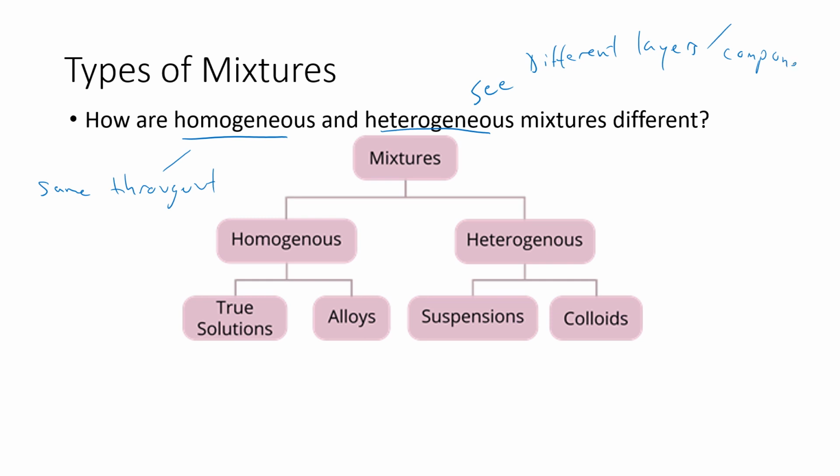I'm going to write components here. Okay, so we have suspensions and we have colloids. Now, those are the two types of heterogeneous. With homogeneous, we have two types. We have solutions and we have alloys.